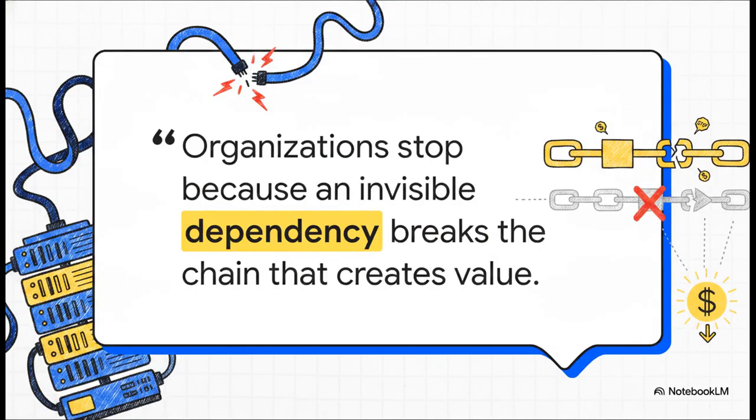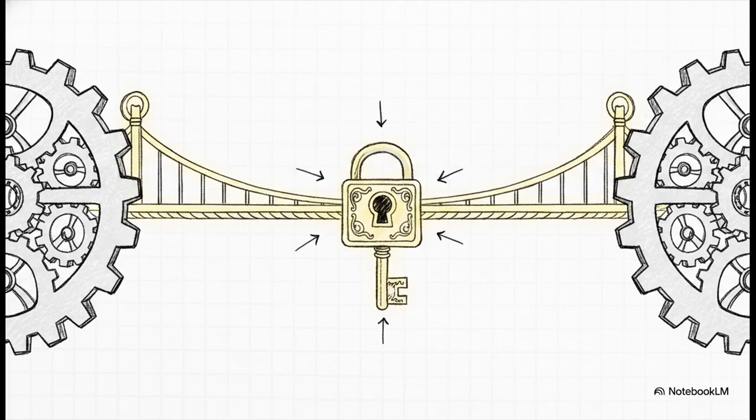Before we wrap up, I want to leave you with this final, provocative thought. Organizations do not stop because a server fails. They stop because an invisible dependency breaks the chain that creates value. Truly understanding those invisible dependencies is the crucial first step toward understanding what operational resilience really means for your business.